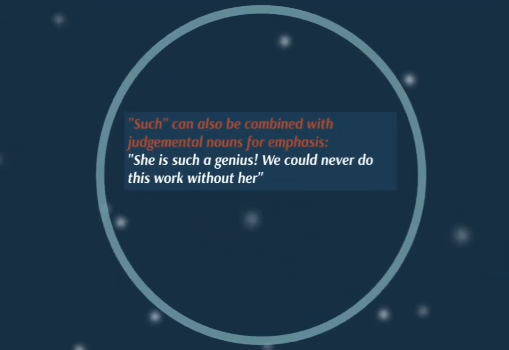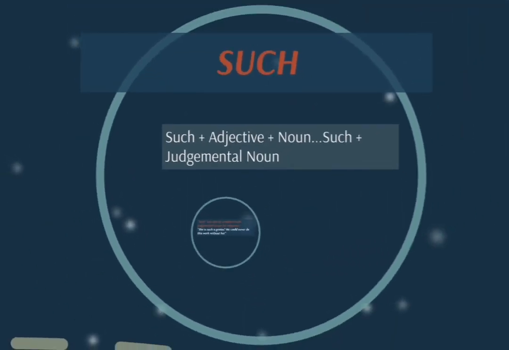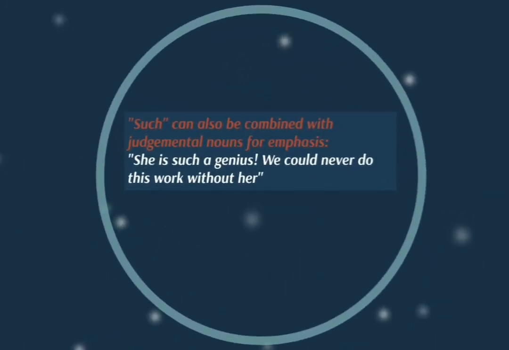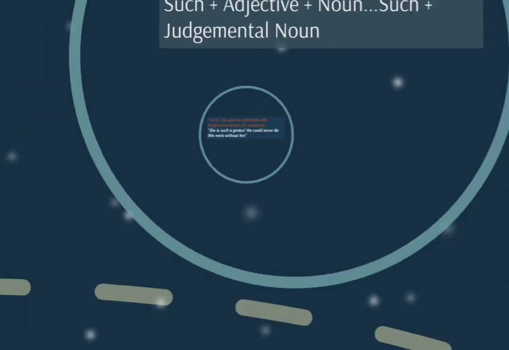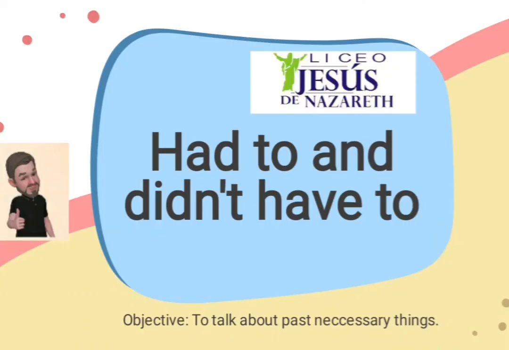Such is also used with an adjective, and we can use it with a noun at the end. Such can also be combined with a judgmental noun to make an emphasis. She's such a genius person, for example. Okay, this is the use of such.